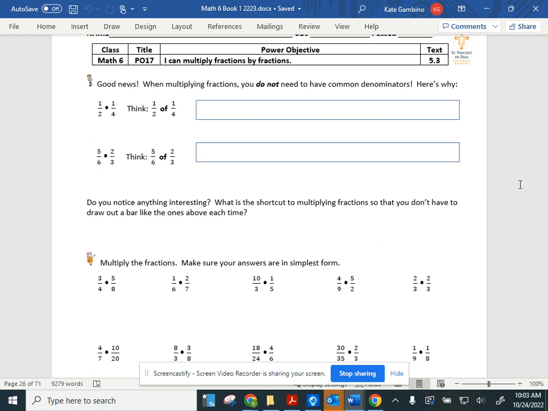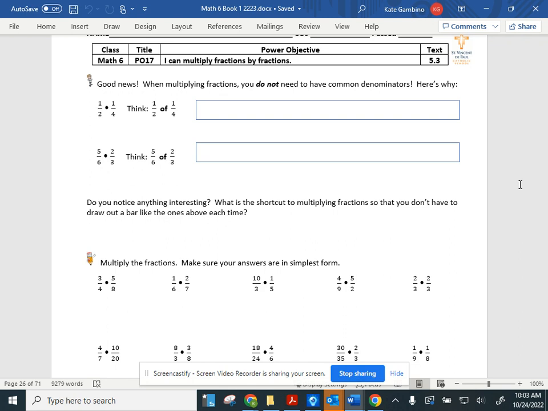So, good news. When multiplying fractions, you do not need to have common denominators. Remember, when we were adding and subtracting, they had to be the same denominator. So you had to multiply the top and the bottom to find that common multiple that they had. We had to find that scale factor so we could have common denominators. Easier when we multiply.